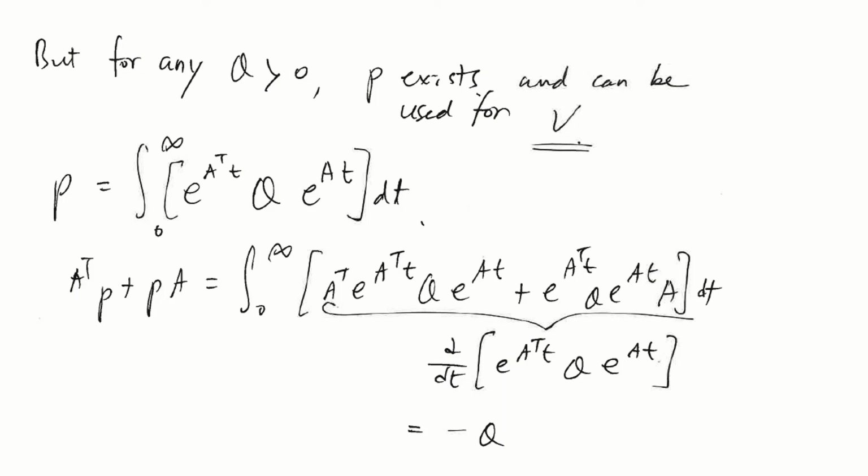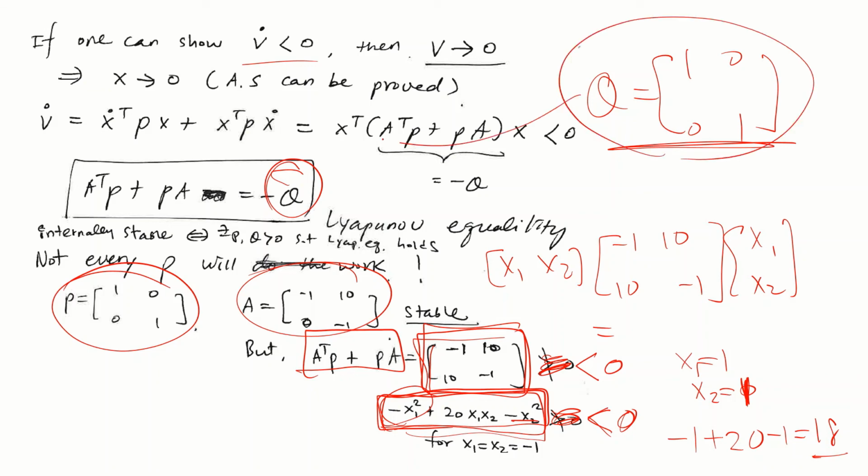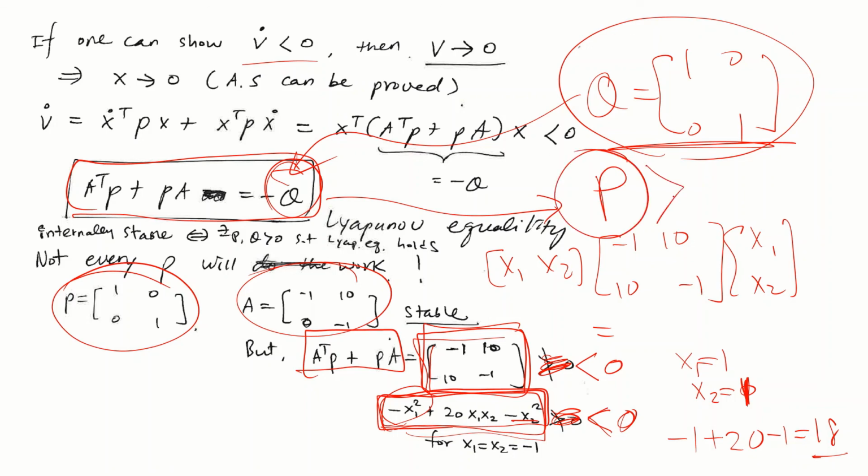You can actually show the following for any Q. Now you fix Q here. Say Q is [[1,0],[0,1]]. So this is positive definite, obviously. You choose this Q like this, and then you just solve this Lyapunov equality. Then you will get P, and you can show that this P is always positive definite.